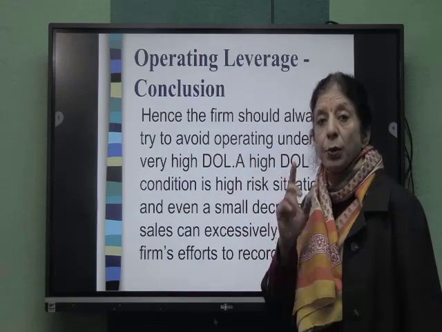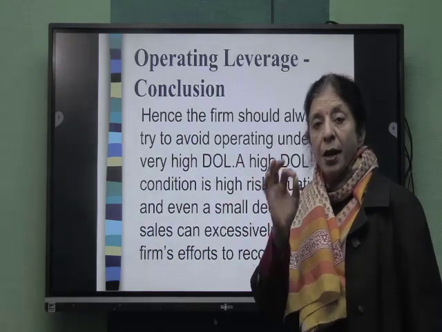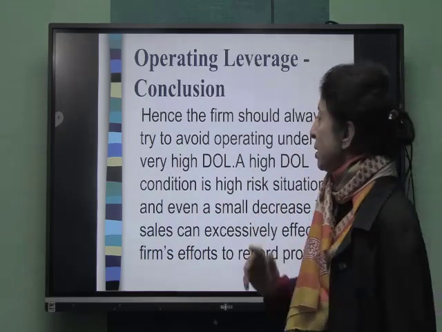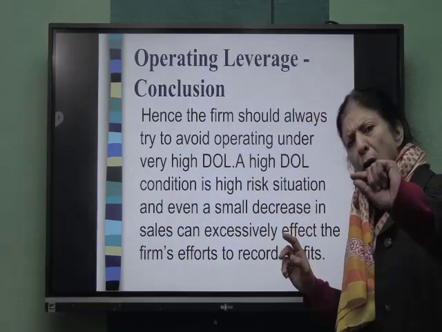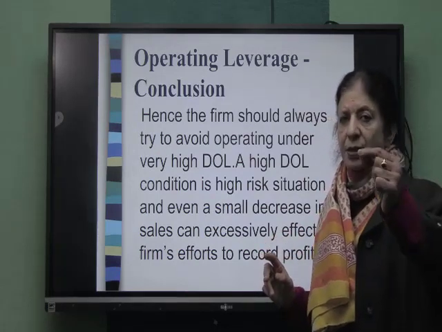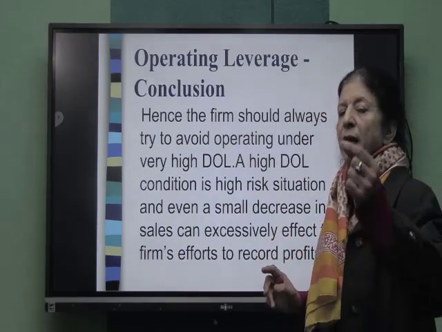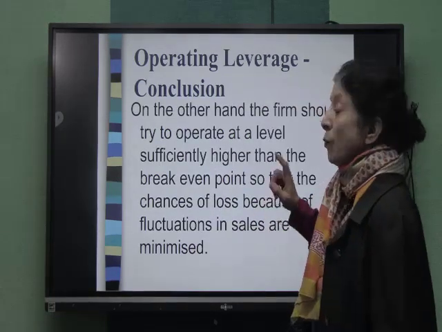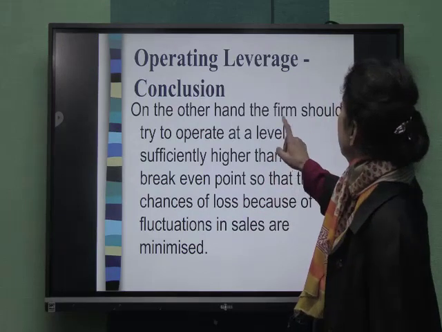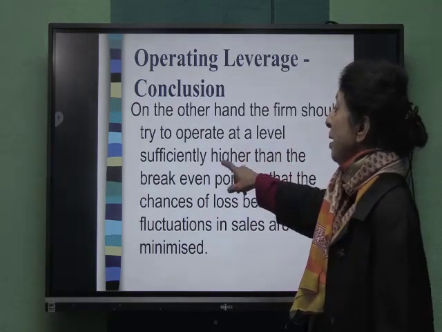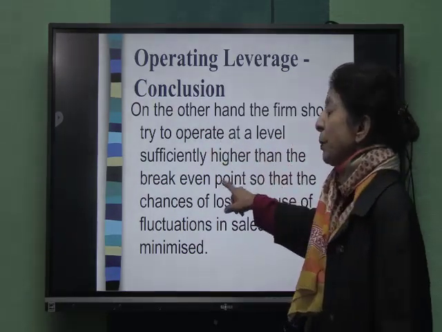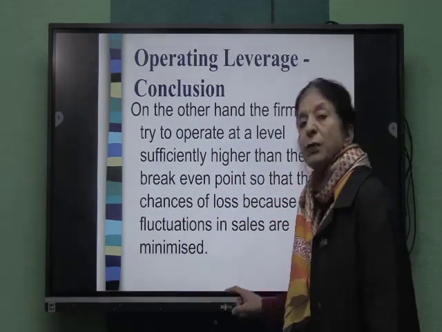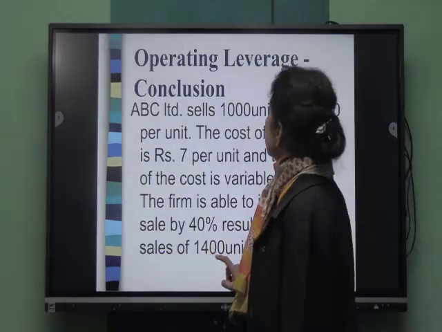Why? You give me the answer. Because high DOL means high risk. High risk means it can lead to losses also. Therefore, a small change here or there in the sale will lead to losses, and therefore we should avoid high DOL. And therefore, what could be the conclusion here? That the firm should try to operate at a level sufficiently higher than the break-even point so that the chances of losses because of fluctuation will not arise.